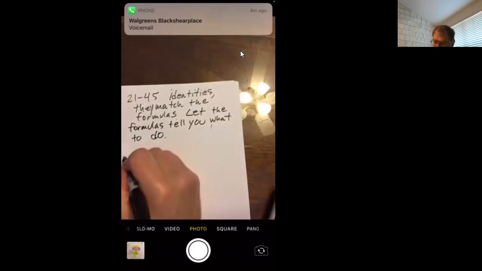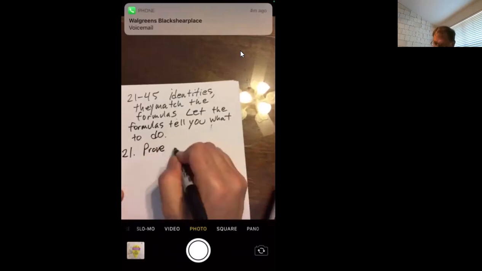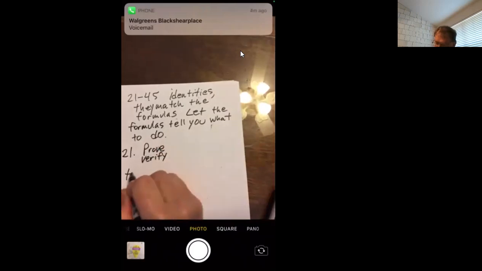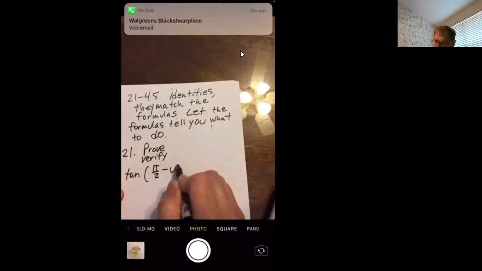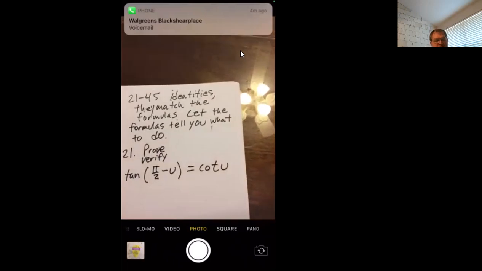So for example, 21 says prove or verify that tangent of pi over 2 minus u. Oh yeah, and I remember this one. This one isn't going to work. So I bet we'll show you why.